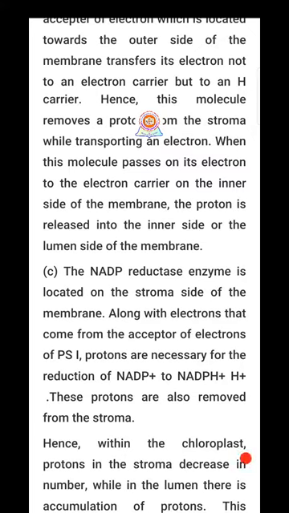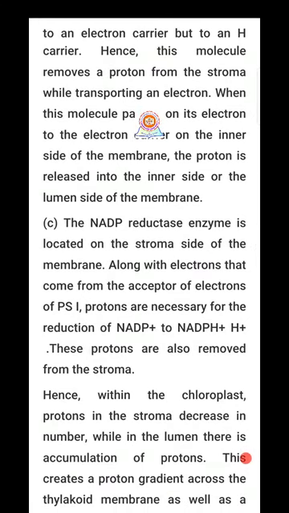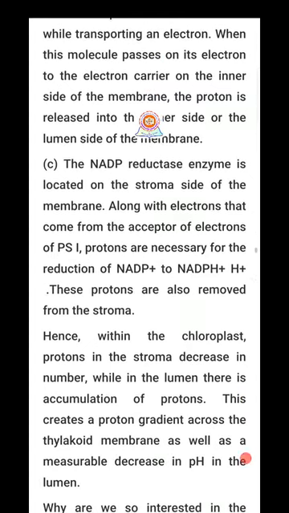The NADP reductase enzyme is located on the stroma side of the membrane, along with electrons that come from the acceptor of electrons of photosystem 1. Protons are necessary for the reduction of NADP to NADPH2. These protons are also removed from the stroma.